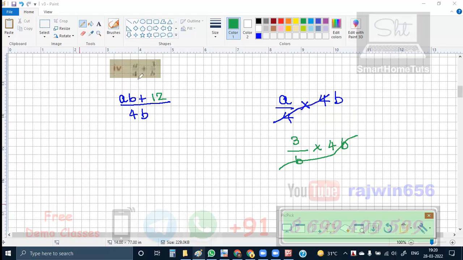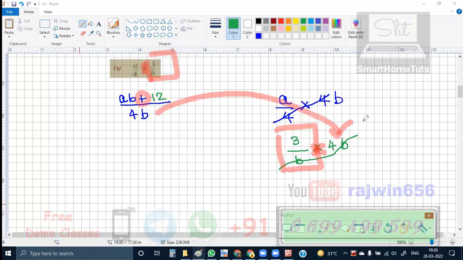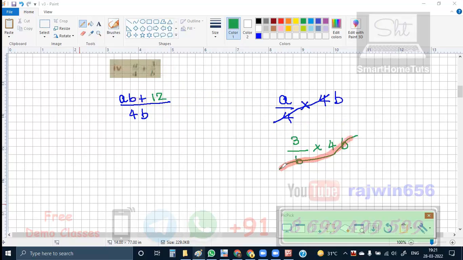Then plus sign is there. This plus sign I'm writing here. Then I'm writing 3 upon b. This is your second term expression, which is multiplied again by the LCM, which is 4b, which I have written here. Then I'm cancelling out this b and b. What is remaining is 3 multiplied by 4, which I have written here. This is 12. Just copy down this and then we'll go on to the next question.